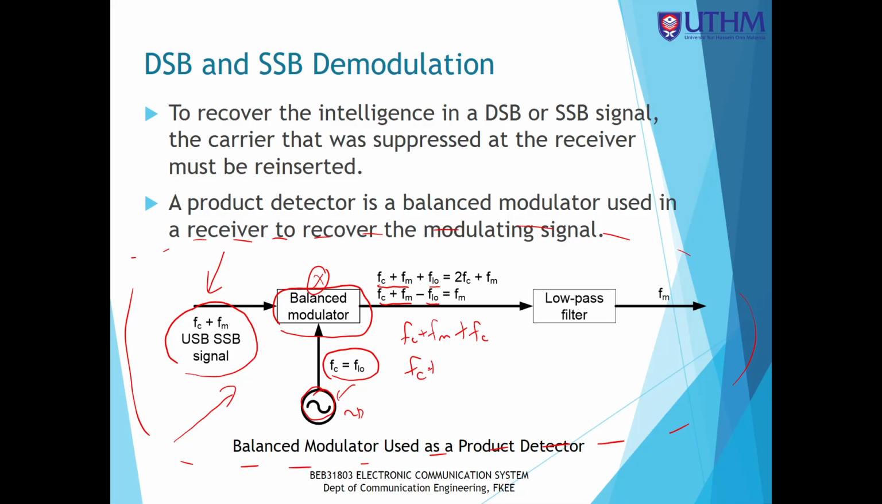and we also get FC plus FM minus FC for the lower sideband. So this one is 2FC plus FM, which is high frequency, and this one is FM, which is low frequency. So we can use a low pass filter to select only the low frequency, which is this one. So the output is low frequency, which is the message frequency or the modulating signal frequency. So at the end we're going to get again the VMT at the output.